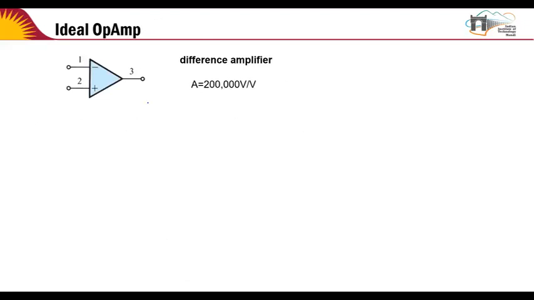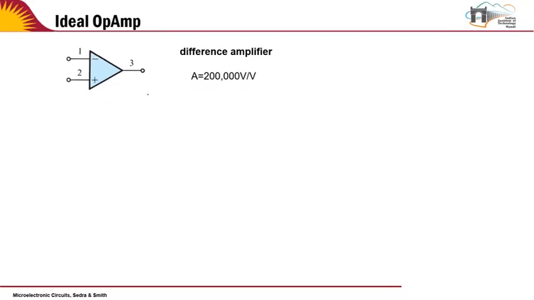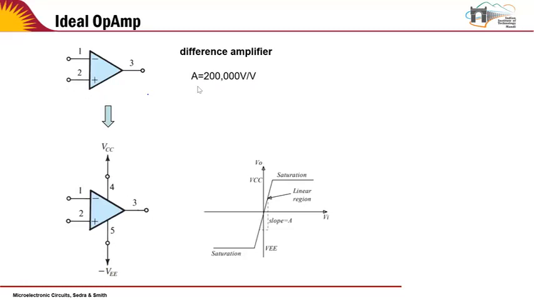So basically the ideal op-amp is a 5-terminal device, but we have drawn it using 3 terminals. The 2 input terminals are labeled 1 and 2, and the output terminal is terminal number 3. The ideal op-amp has an open loop gain which is infinity, and practically it can be a huge number as much as 200,000 or more. It's called a difference amplifier because the output is the amplified version of the difference of its inputs.